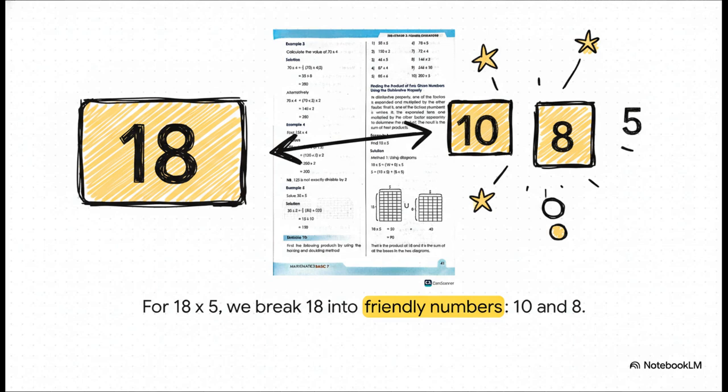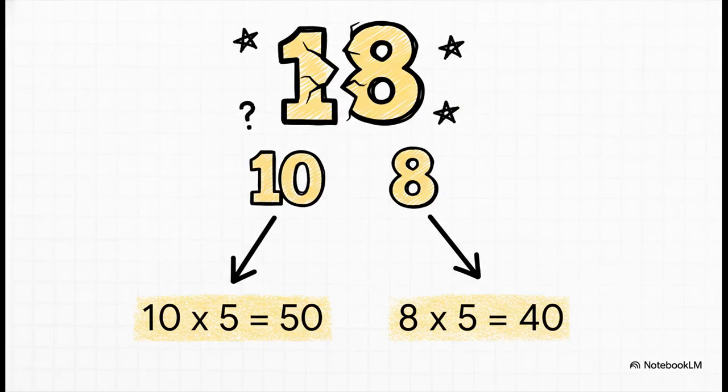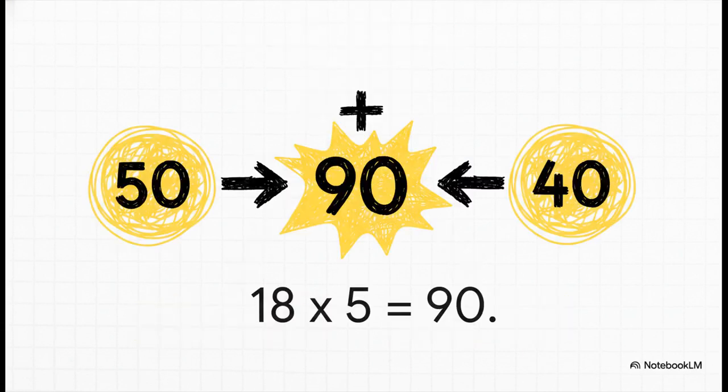Okay, let's go all the way back to our first problem, 18 times 5. Instead of wrestling with 18, let's just break it apart. What are some friendlier numbers inside 18? How about 10 and 8? Perfect. Now, instead of one hard problem, we have 2 super simple ones. So let's knock these out. First, 10 times 5, 50. Easy. Then 8 times 5, 40. See? So much simpler. And for the final step, you just add those 2 answers together. 50 plus 40 is 90. And just like that, 18 times 5 equals 90.